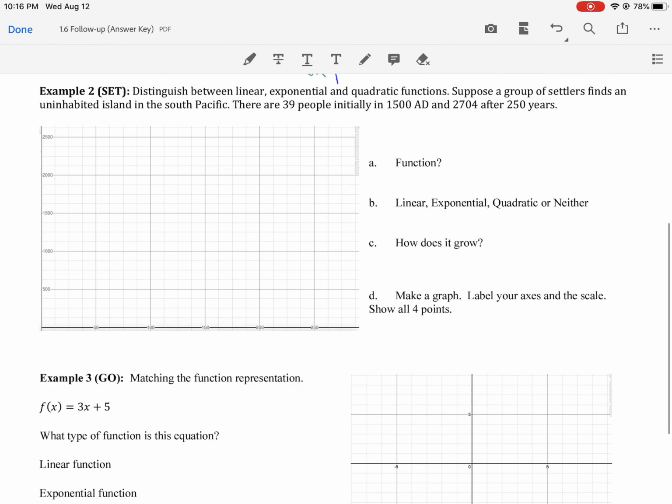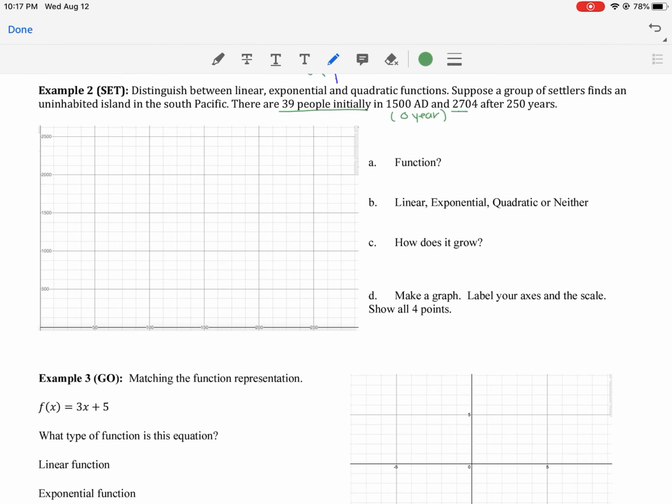Okay, example 2, it says distinguish between linear, exponential, and quadratic functions. Suppose a group of settlers finds an uninhabited island. There are 39 people initially, in 1500 AD. I'm going to call that year 0. Then 2704 after 250 years. So, first of all, is this a function? And then we want to explain, is it linear, exponential, quadratic, or neither? And we'll go from there.